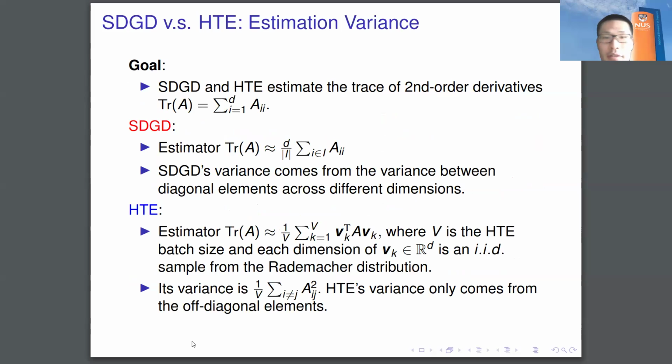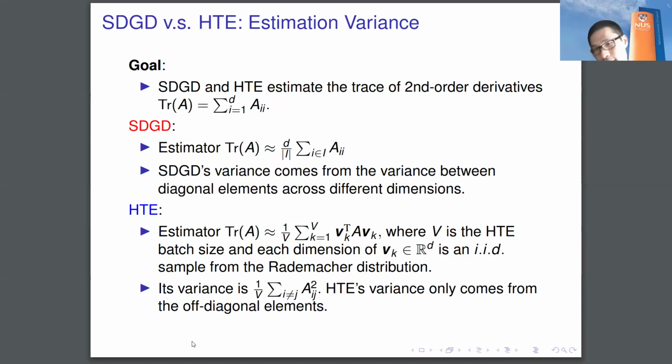So our goal is to estimate the Hessian trace. A here can be the Hessian in PINN also. SDGD's estimator, you can see that its variance comes from the variance between diagonal elements, because we're picking some diagonal elements and computing a mean to estimate the mean of all diagonal elements. So its variance comes from diagonal elements only. This answers the previous question. If different dimensions can change rapidly, then SDGD may have a huge variance due to the difference between dimensions.